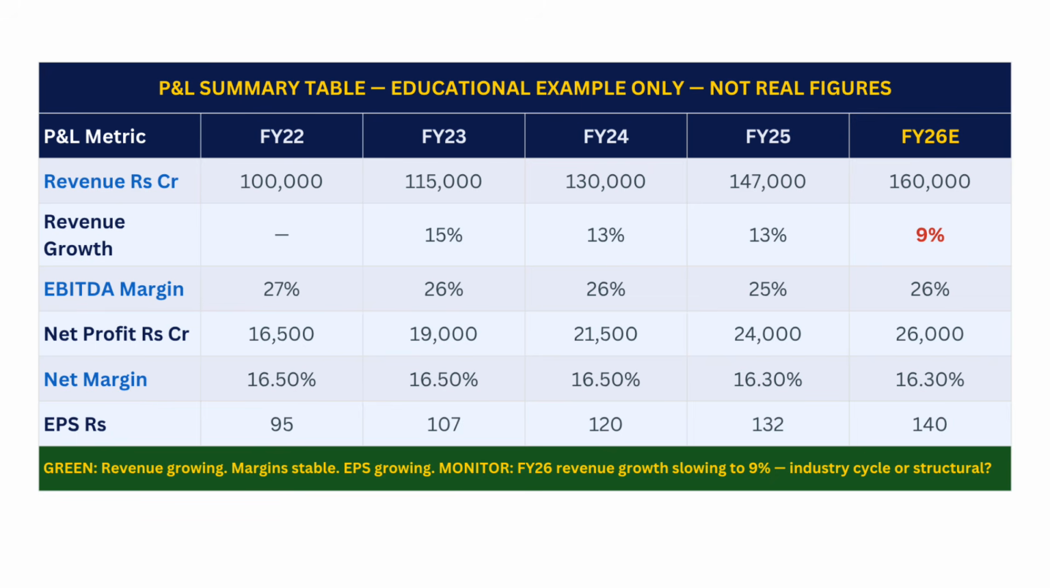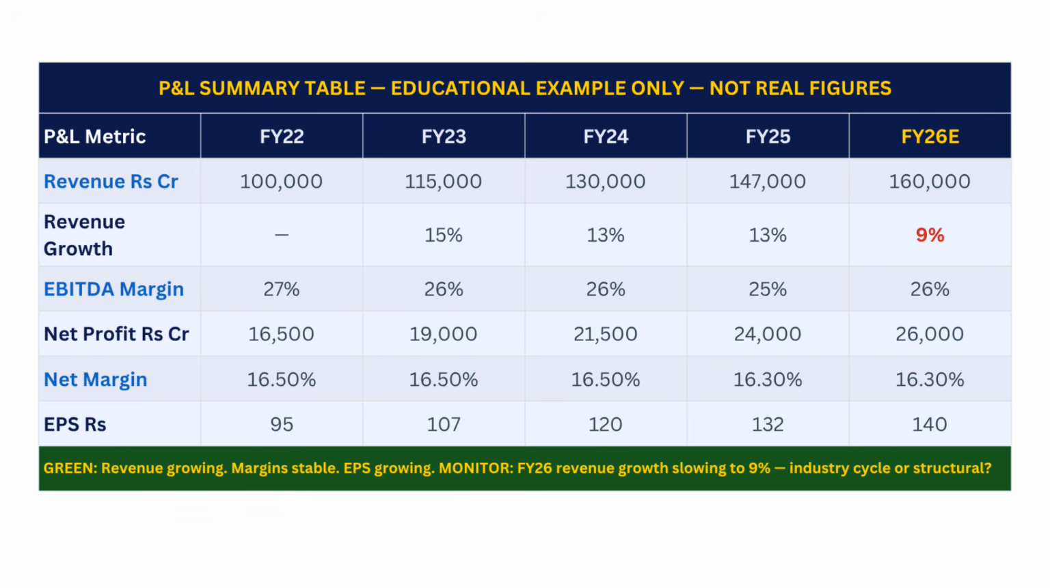Then the next P&L metric, net margin. We shall see the net margin for different years. Financial year 22, it is 16.5%. Financial year 23, it is 16.5% again. And financial year 24, it is 16.5%, consistent. Financial year 25, 16.3%, financial year 26 estimated to be 16.3%.